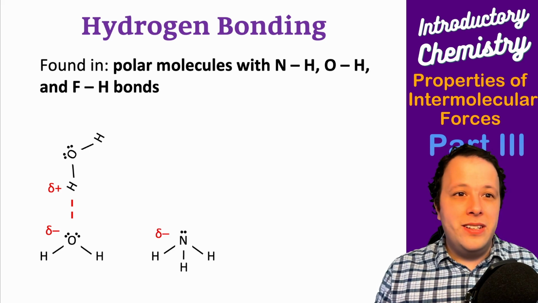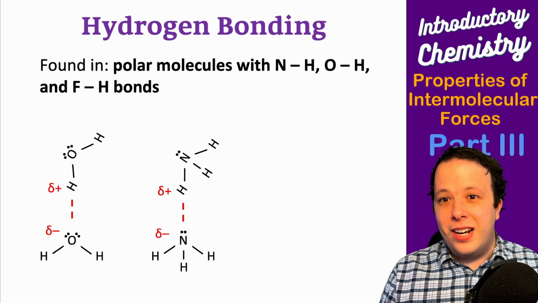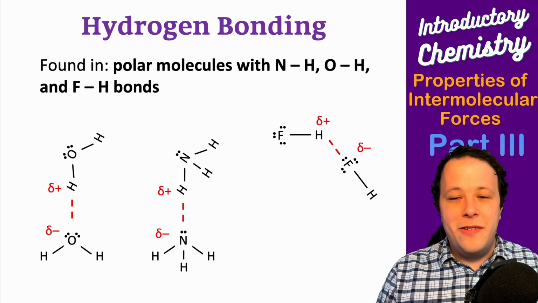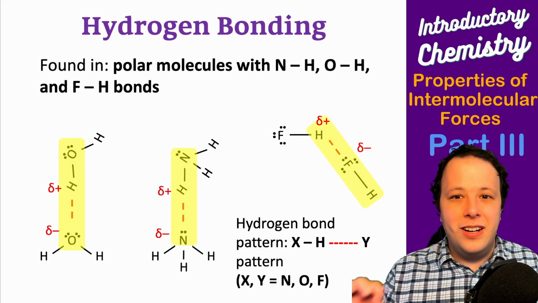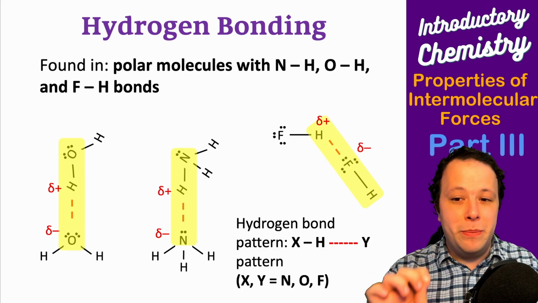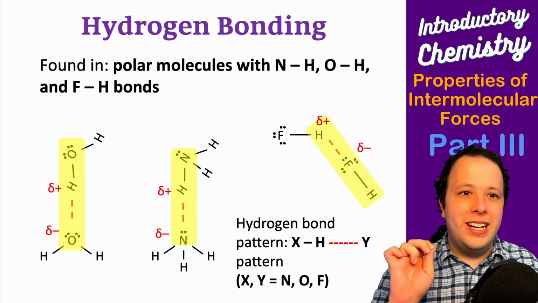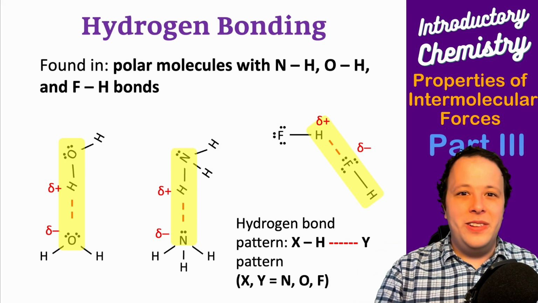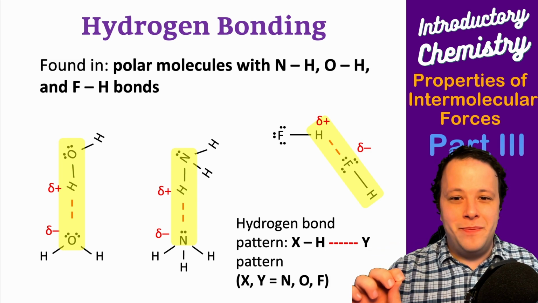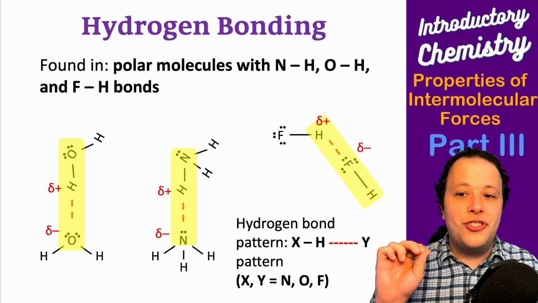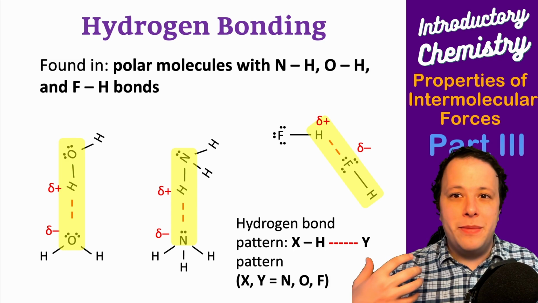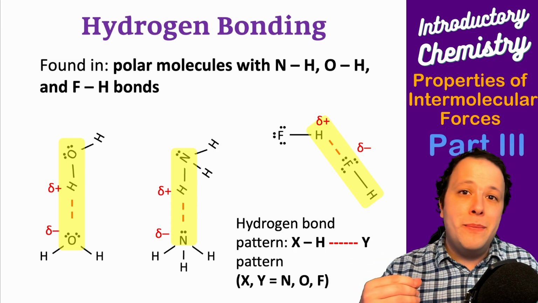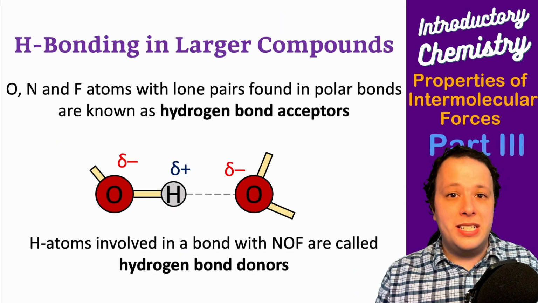We can have ammonia with another ammonia. They can interact. You can have HF with another one, and all of them fit the definition of what we consider a hydrogen bond to be. It has to have either nitrogen, oxygen, or fluorine in all these examples. Now, why is hydrogen bonding so important? This occurs in all kinds of large compounds that we find in biological systems.